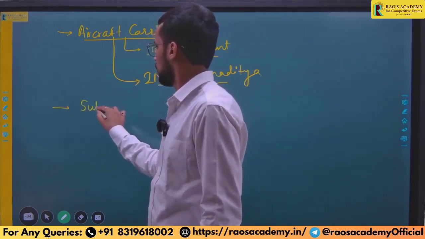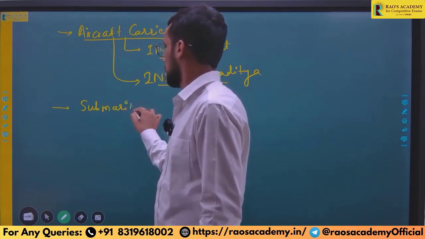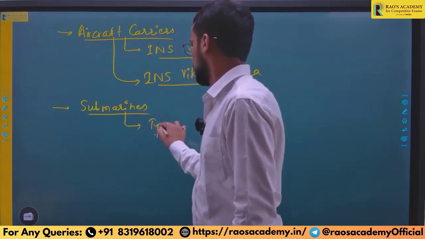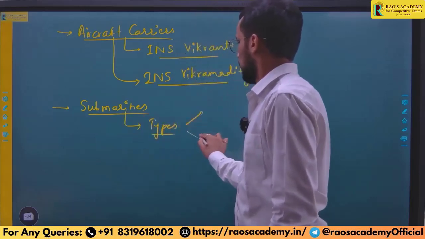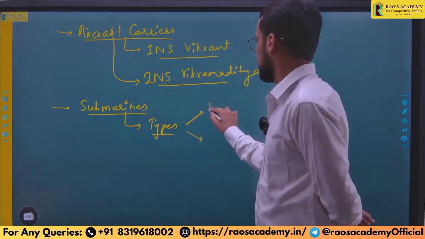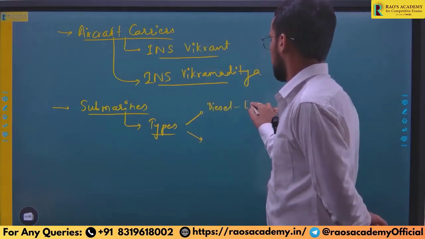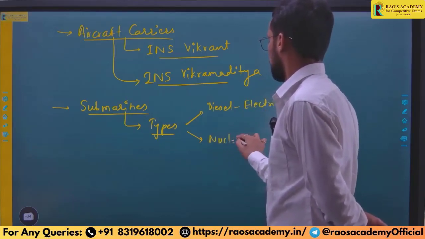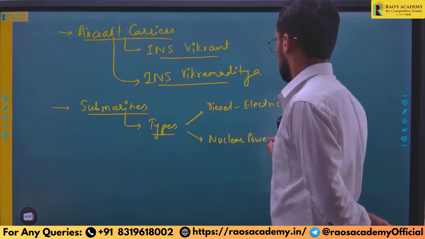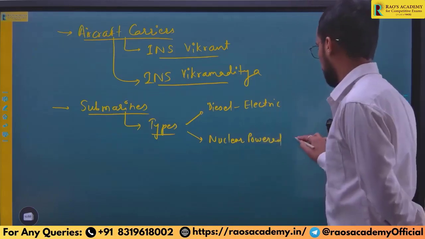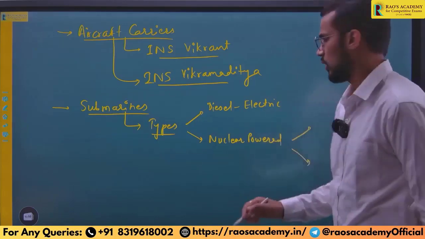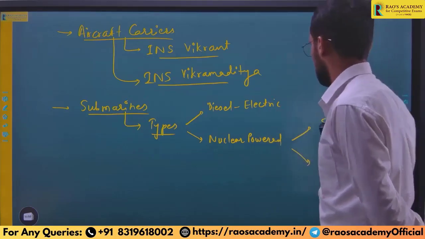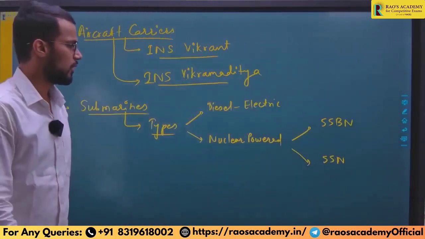Then you should be aware of submarines as well. Right? Submarines, their types are important. Which types of submarines are there? We have diesel electric submarines, and we have nuclear powered submarines. And these nuclear powered submarines are further classified into two. First is SSBN and second is SSN, submarine ship ballistic nuclear and submarine ship nuclear.